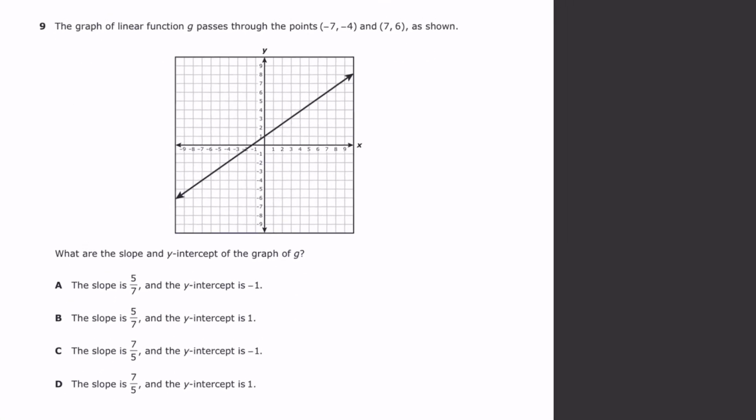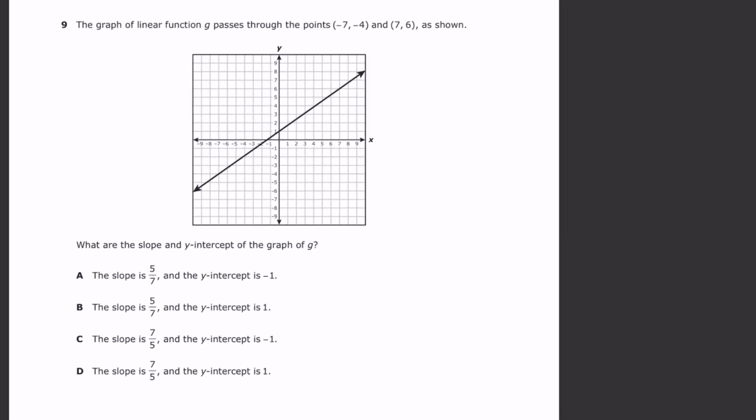Now next, ninth one. The graph of the linear function g passes through the points -7, 4 and 7, 6 as shown. What are the slope and y-intercept of the graph of g? So now what is the slope of this? You can directly use even this graph for finding out the slope, or you can also find it out using the intercept.